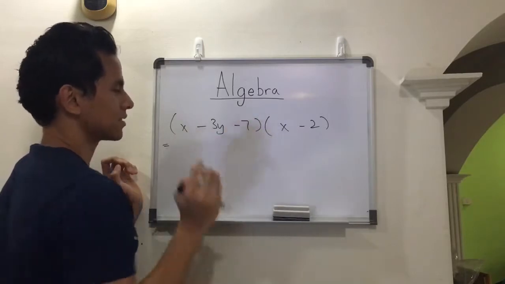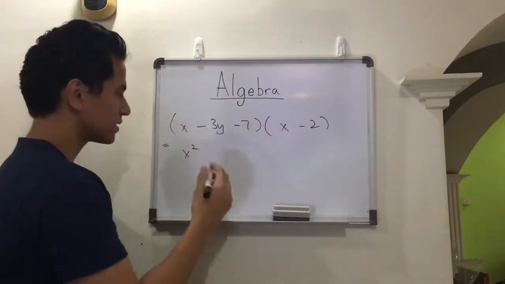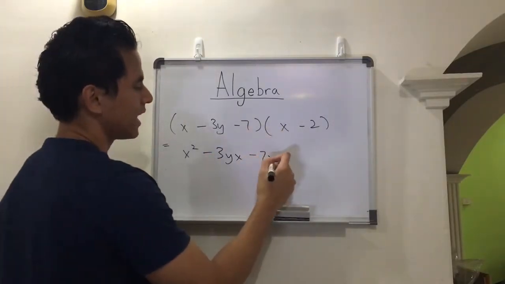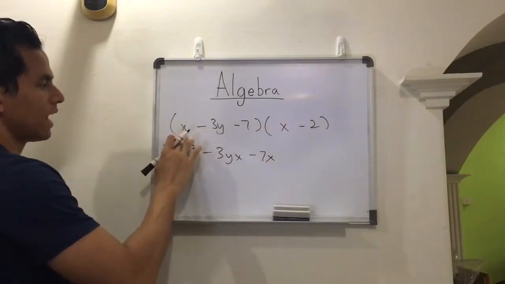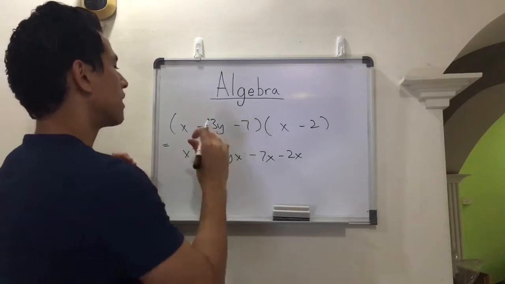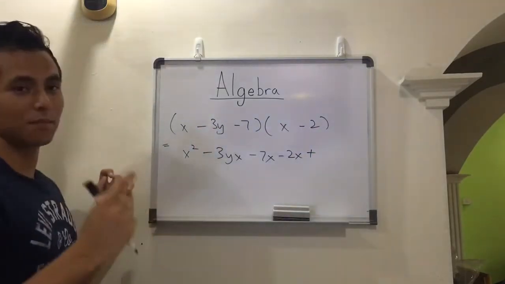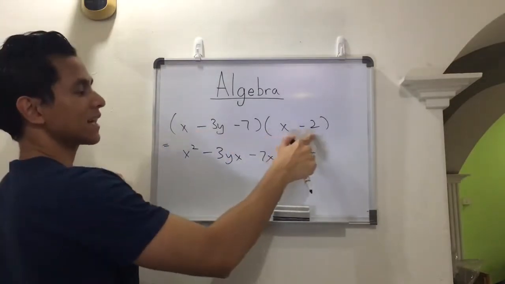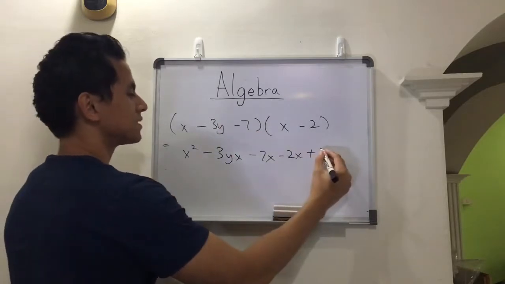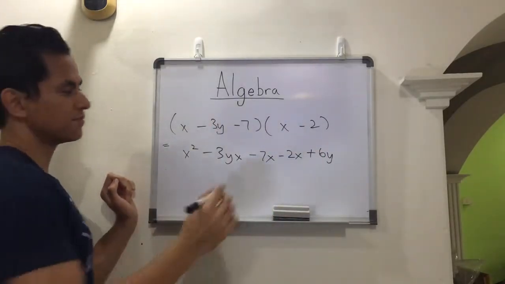So x times x will give us x squared. Minus 3y times x will give us minus 3yx. Minus 7 times x, minus 7x. And then x times minus 2, minus 2x. Minus 3y times negative 2 is plus, right? Because negative times negative will give us a positive number. So this will be plus 6y. And same thing here, negative times negative will give us plus 14.